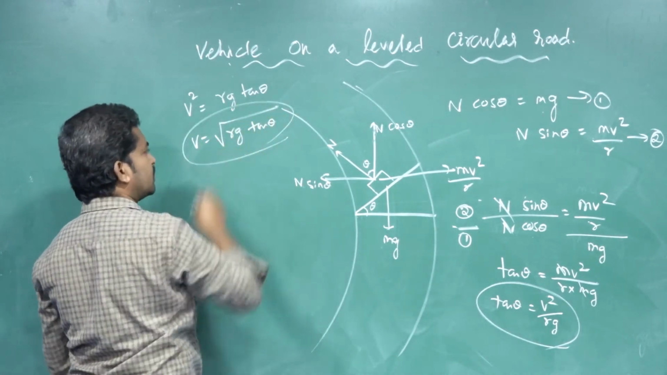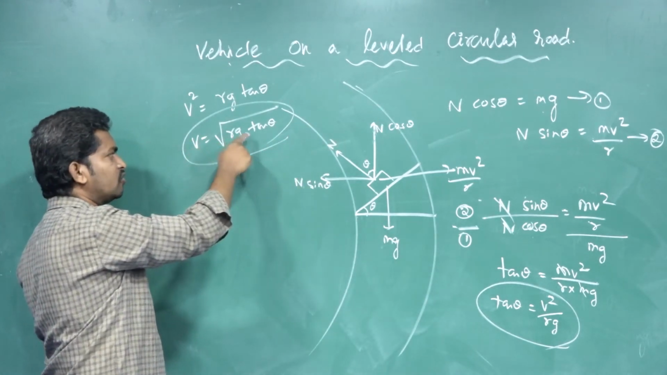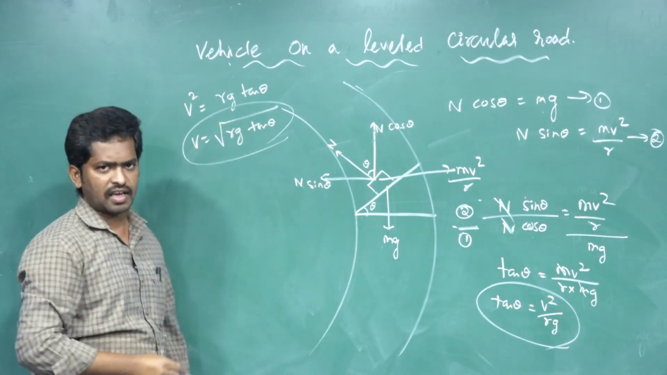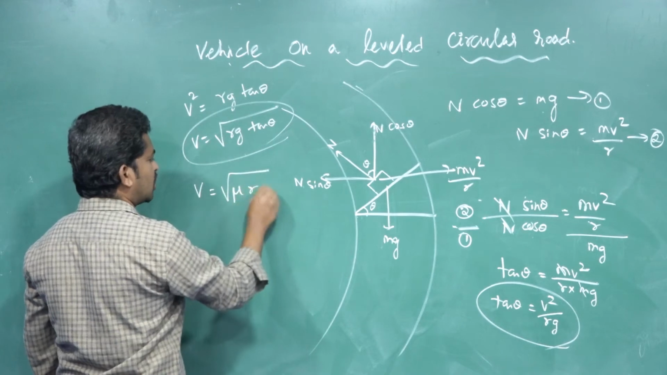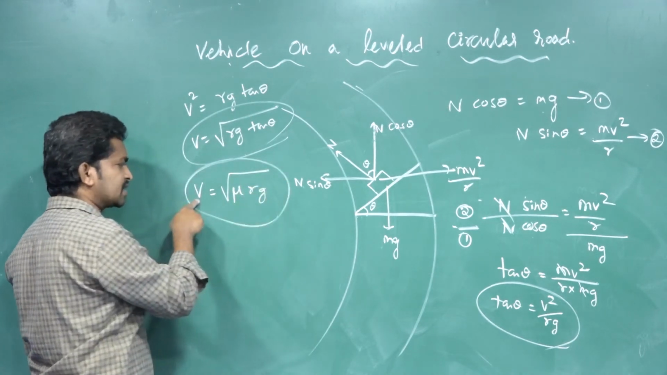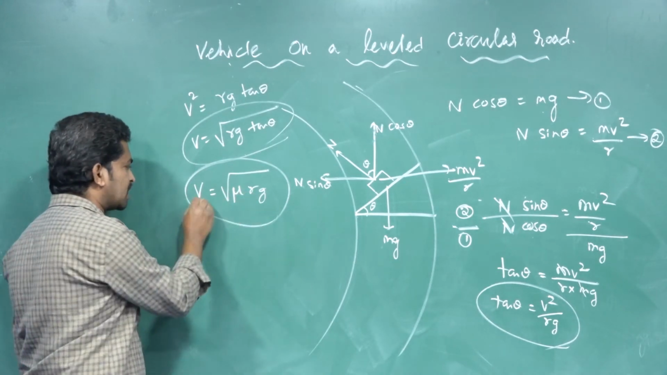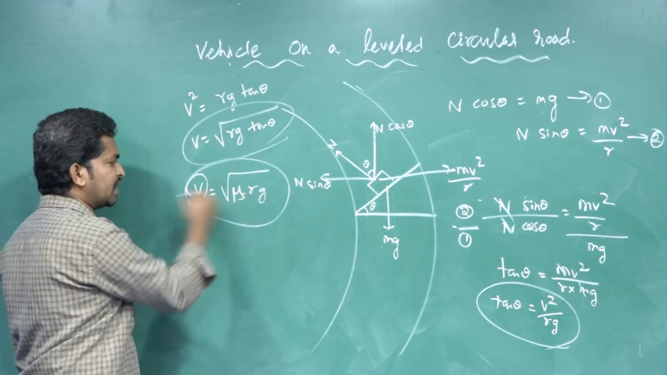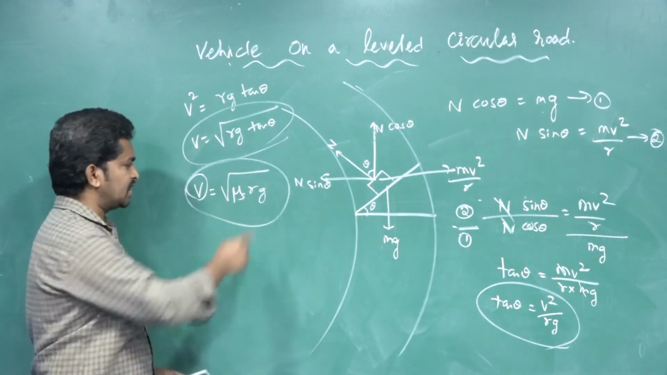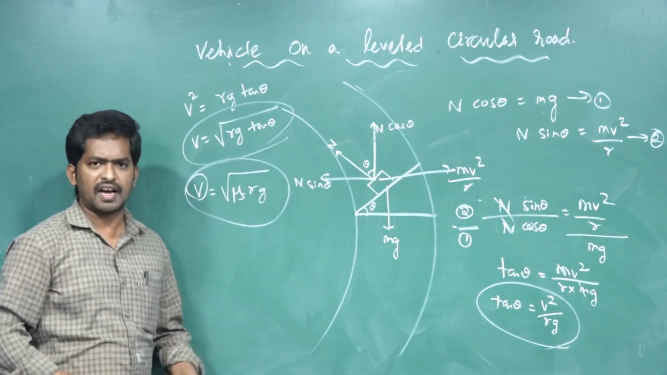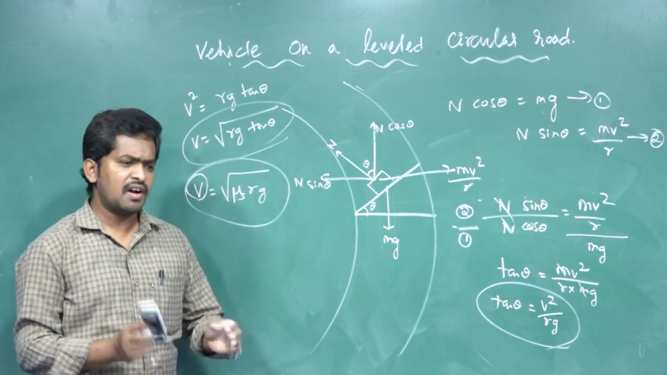The velocity on a circular road mainly depends on the r value, g value and banking angle. Now velocity v equals square root of mu rg. So the velocity on a circular road mainly depends on the coefficient of static friction, the radius of the circular path and gravity. It does not depend on the mass of the vehicle, whether the mass of the vehicle is minimum or maximum.